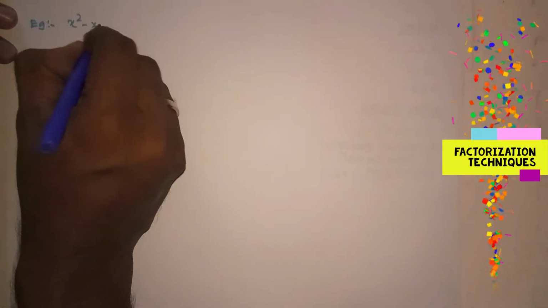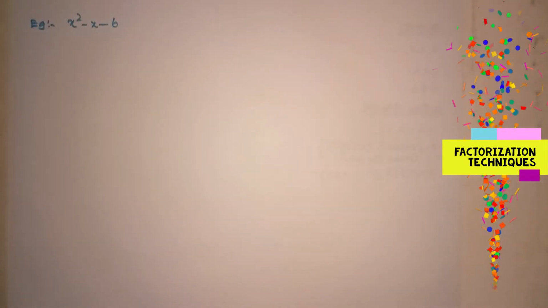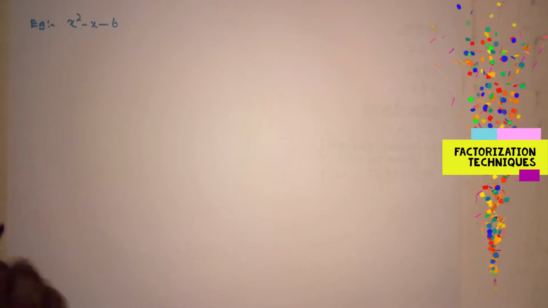Here we're going to discuss fast methods of factorization of algebraic expressions. First of all, consider an example: the expression x squared minus x minus 6. Here we're going to discuss factorization.